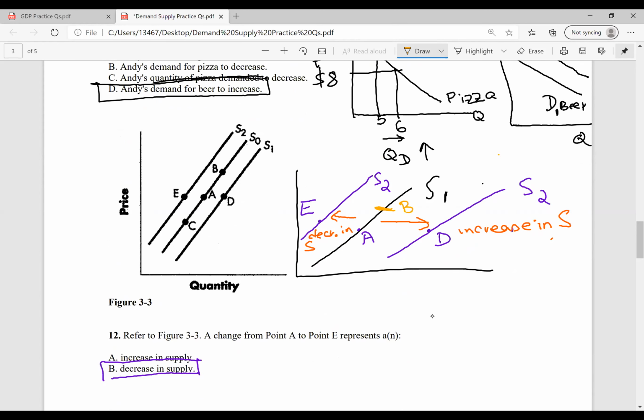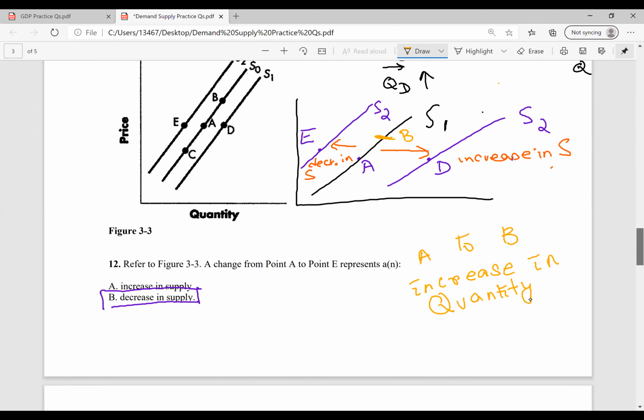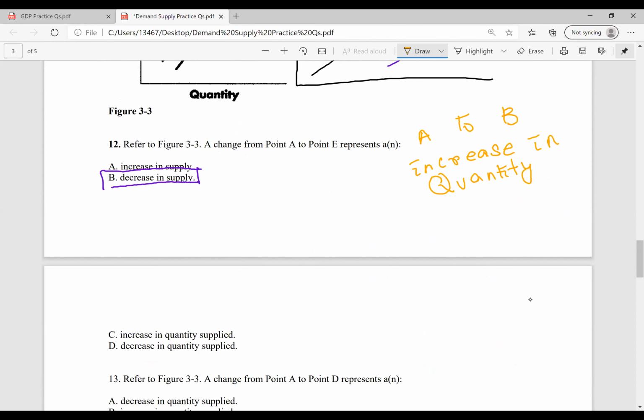That means we are on this initial supply curve S1. If we go from point A to point B here, we say there is an increase in, I'm going to use the word quantity here. Any kind of movement is associated with the word quantity. I will say there is an increase in quantity supplied.